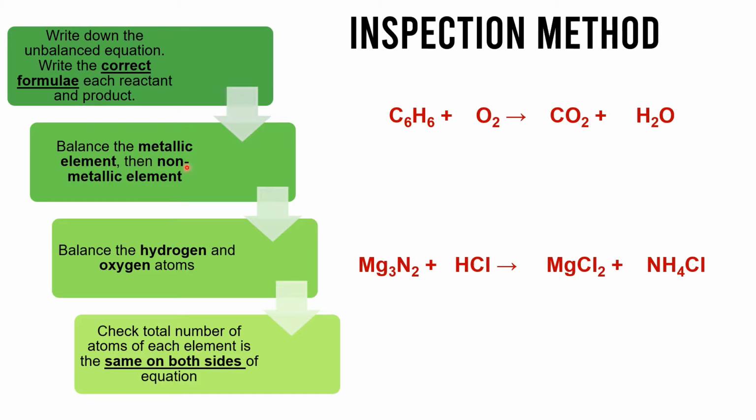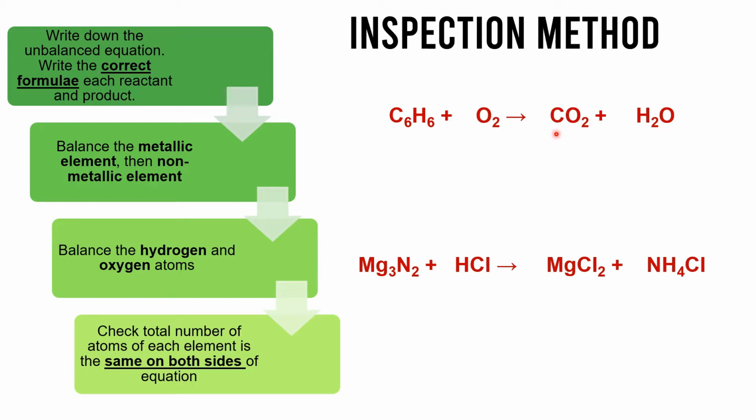Step 1 done. Step number 2: balance the metallic elements, then the non-metallic elements. According to this chemical equation, there is no metallic element, whether on the side of the reactants or the product. So we can skip the metallic element and jump to the non-metallic element. The non-metallic element here is carbon. Now you can check the carbon atoms: we have 6 carbon atoms on the left and 1 carbon atom on the right. Is that balanced? The answer is no.